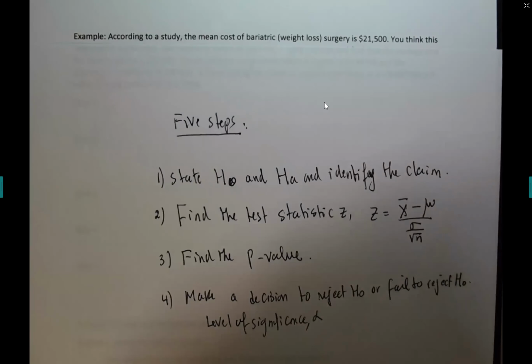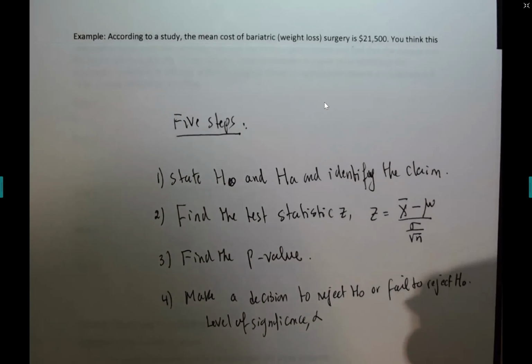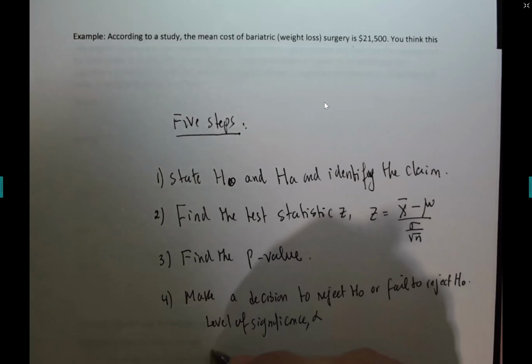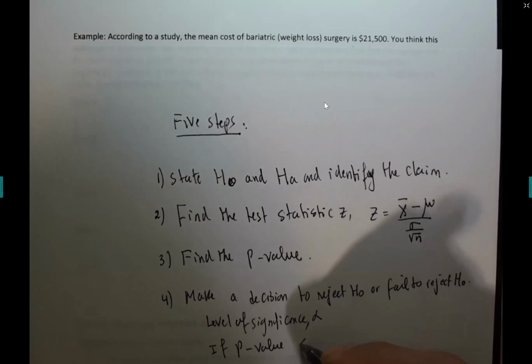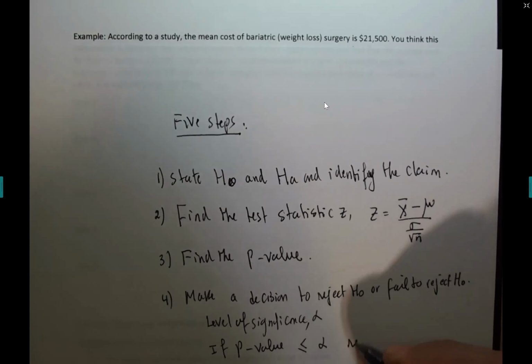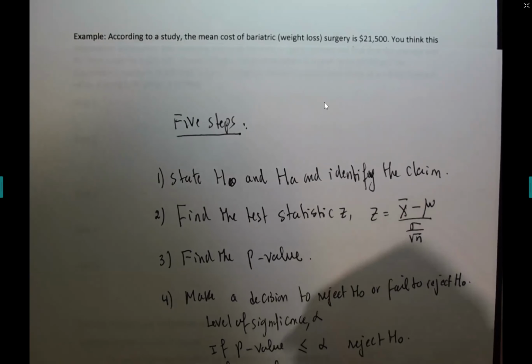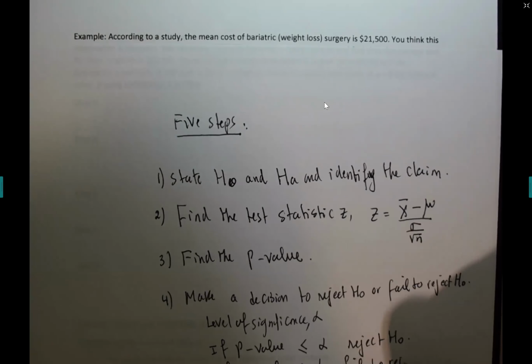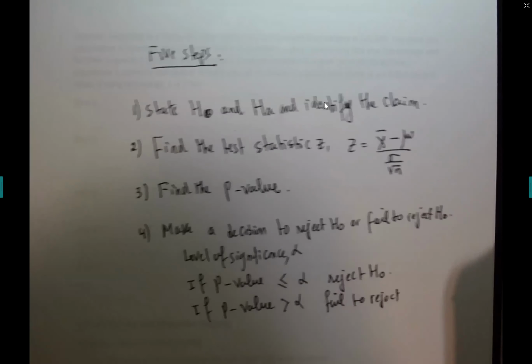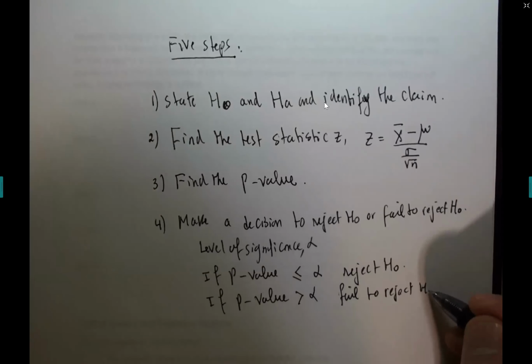Okay, how do you reject or fail to reject the null hypothesis? If the p-value is less than or equal to alpha, you reject the null hypothesis. Just do a comparison, guys, with the two numbers. If the p-value is more than alpha, fail to reject. Fail to reject H0.